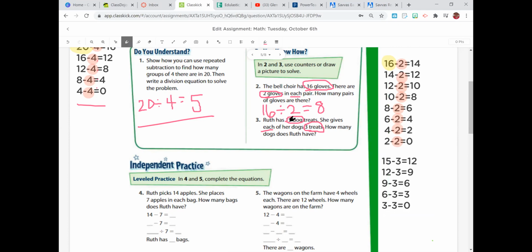So my starting problem, I can write out before I even begin repeated subtraction, my total amount divided by 3. And I can see that in my subtraction, I started with my total amount, and I subtracted by 3, 1, 2, 3, 4, 5 times. I subtracted by 3 5 times. So 15 divided by 3 equals 5.